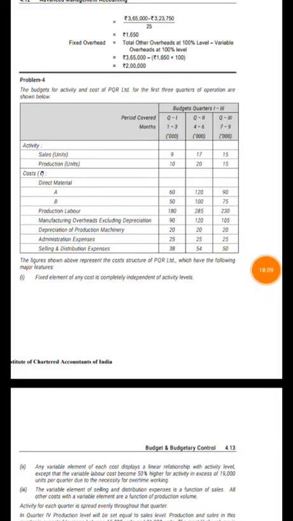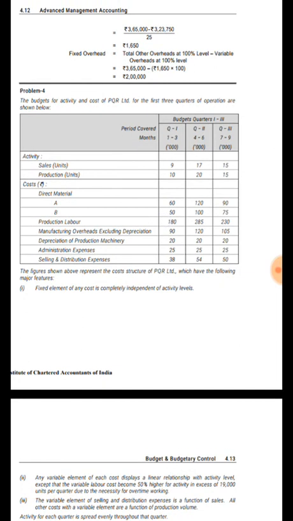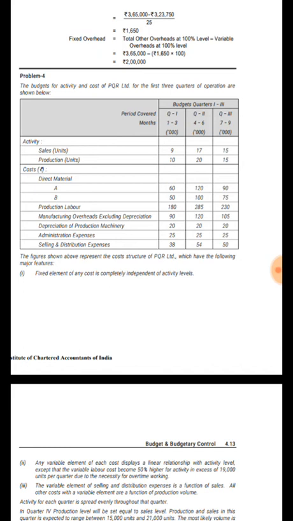Question number 4. The budget for activity and cost of PQR Limited for the first 3 quarters of operation are shown below. So quarters are given 1 to 3. The first column is quarter 1, second is quarter 2, then third is quarter 3. The first is for the first 3 months, the second for the 4th, 5th and 6th months, then 7th, 8th and 9th month. Activity sales given are 9, 17 and 15 respectively. Everything is given in thousands. Production is also given 10, 20 and 15 respectively.